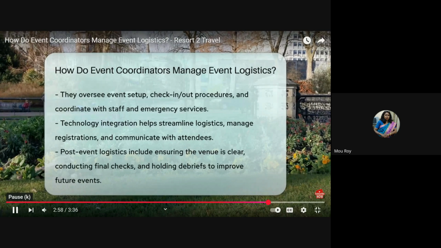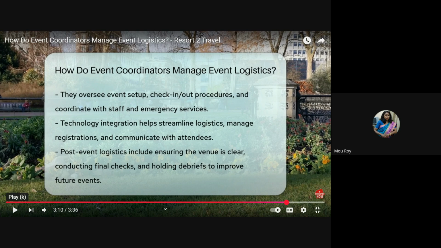Finally, post-event logistics involve ensuring that all vendors and contractors have left the site, conducting a final check of the venue, and holding a debrief with staff to discuss what went well and what could be improved for future events. See, you have to do a briefing. The briefing takes place before you organize these events. Then you have the debriefing, of course, after the event takes place.